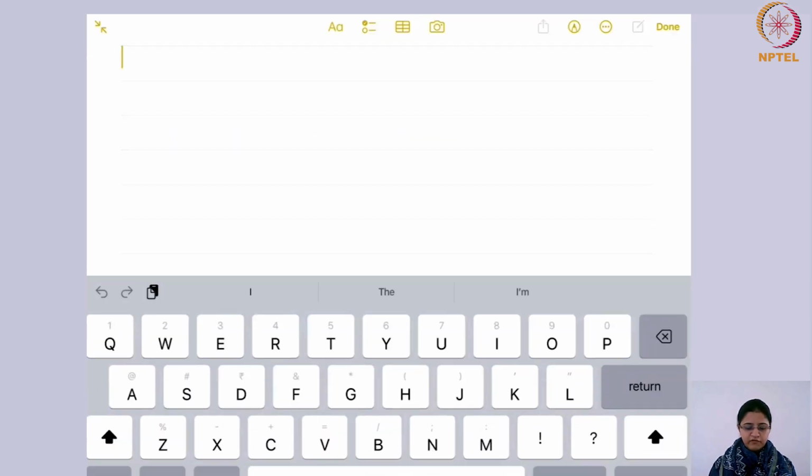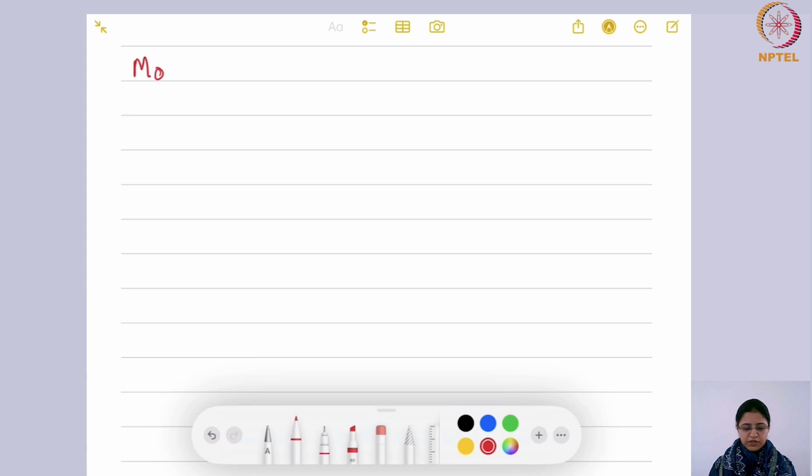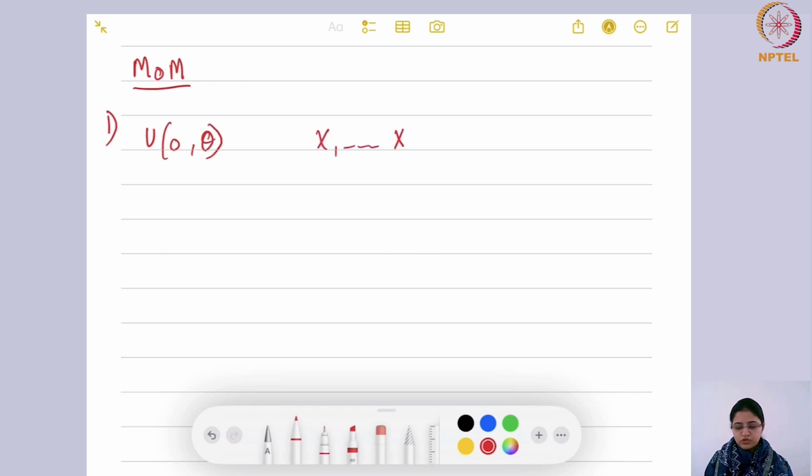So we are talking about method of moments, and the first example in this case is the uniform 0 theta. You have a random sample x1, x2, ..., xn coming from uniform 0 theta, and you are interested in finding an estimator for this theta.